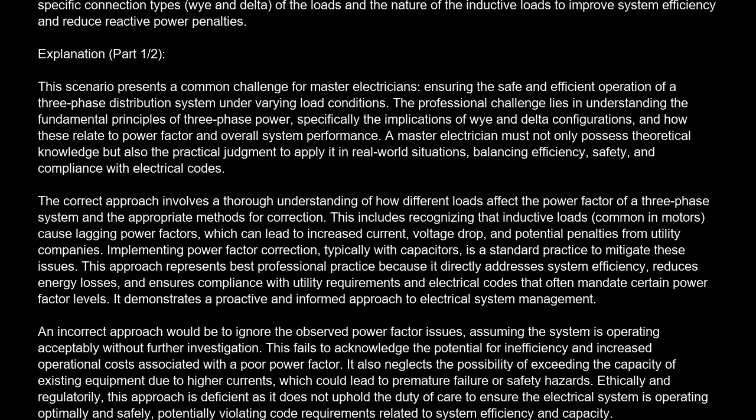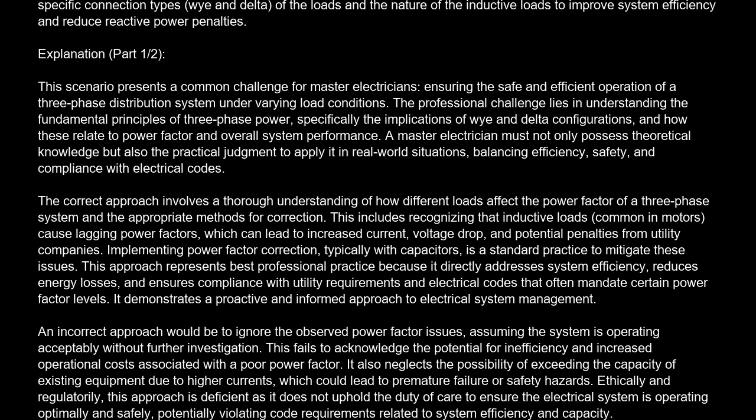The correct answer is B. Implement a targeted power factor correction strategy using appropriately sized capacitor banks, considering the specific connection types, Y and delta, of the loads and the nature of the inductive loads to improve system efficiency and reduce reactive power penalties.